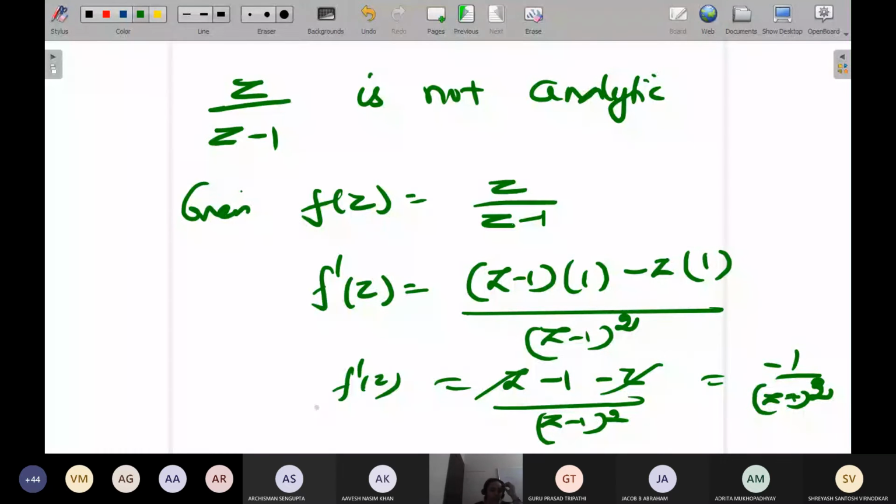Now where is f dash of z? Is f dash of z existing for all the values? It doesn't exist at z equals 1. Very good. It doesn't exist if z is equal to 1. That means the given function is not analytic at z equal to 1. Write down; you can just take down all these things.